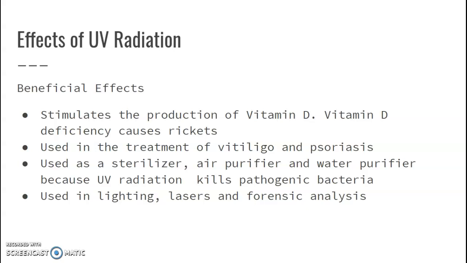UV radiation is used as a sterilizer, an air purifier, and a water purifier. Concentrated UV radiation, even now in the middle of the coronavirus pandemic, is being used to sterilize equipment in hospitals so that it can be reused again because they're in short supply. It's often used to sterilize surgical instruments that are reused and reused, like scalpels and things like that. And you also have UV radiation used obviously in lighting, for forensic analysis, and in lasers.